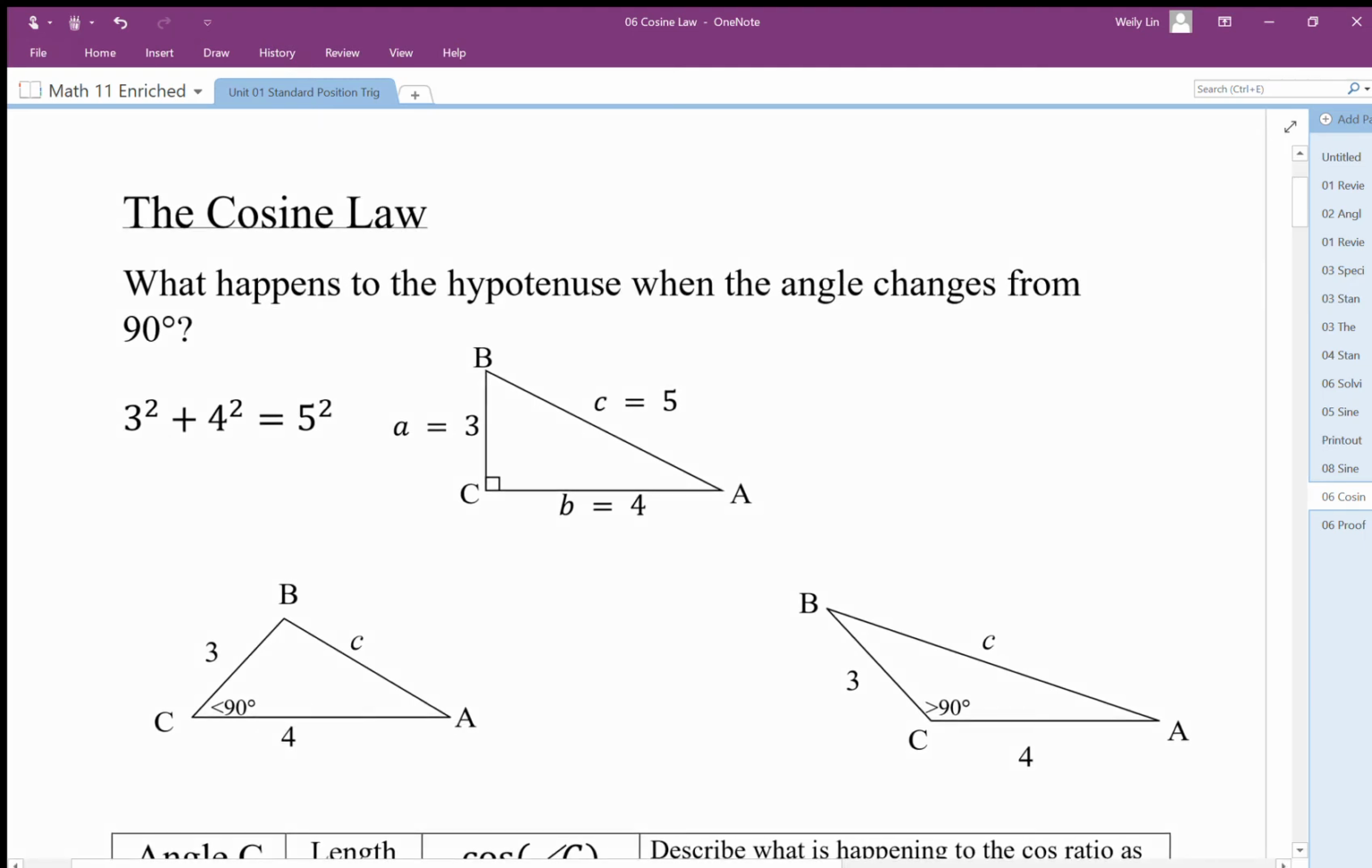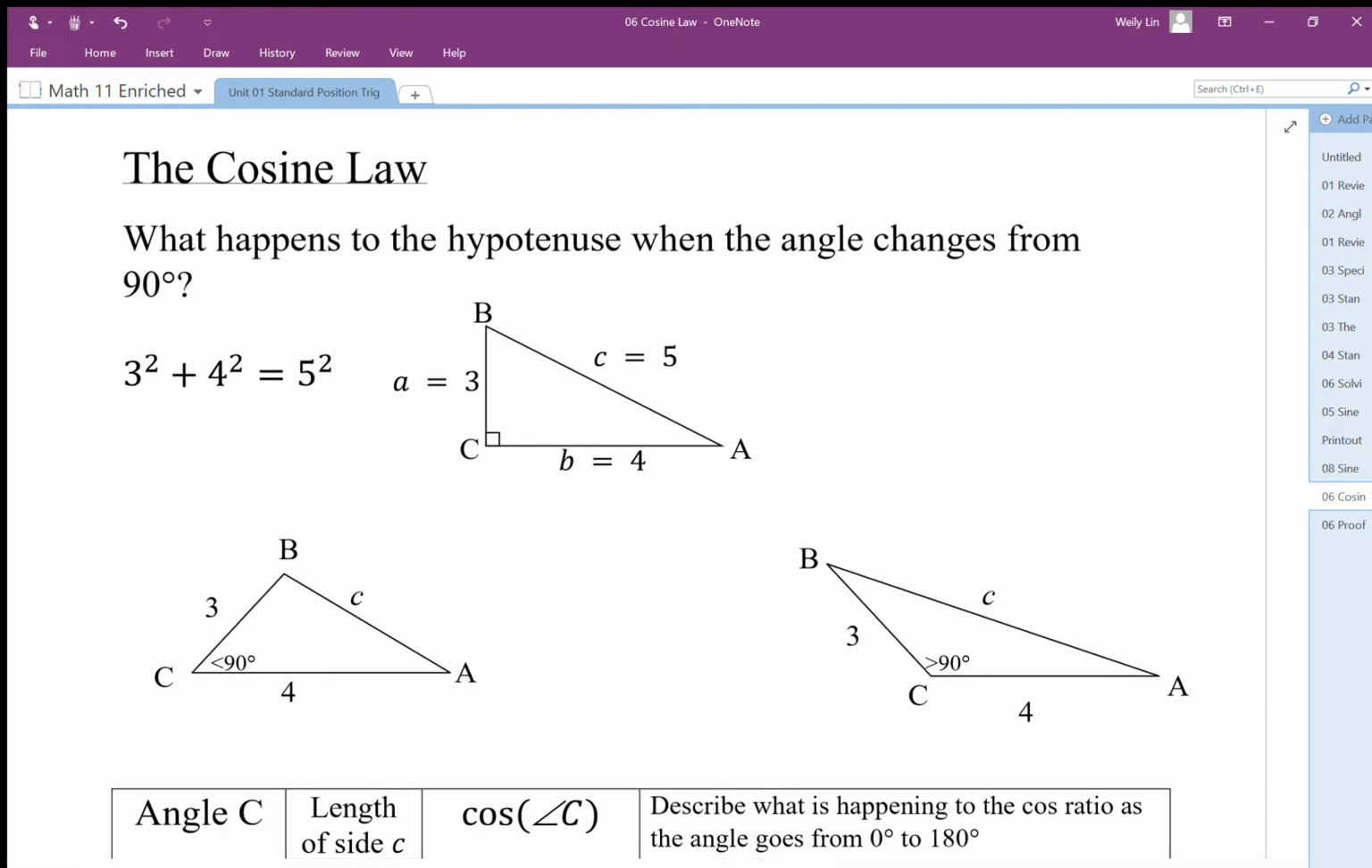So the cosine law is a supplement to the sine law. When we can, we try to use the sine law because it tends to be a little bit easier to use. But the cosine law is just as valid and it's very useful. Essentially, it is a variation of Pythagoras' theorem.